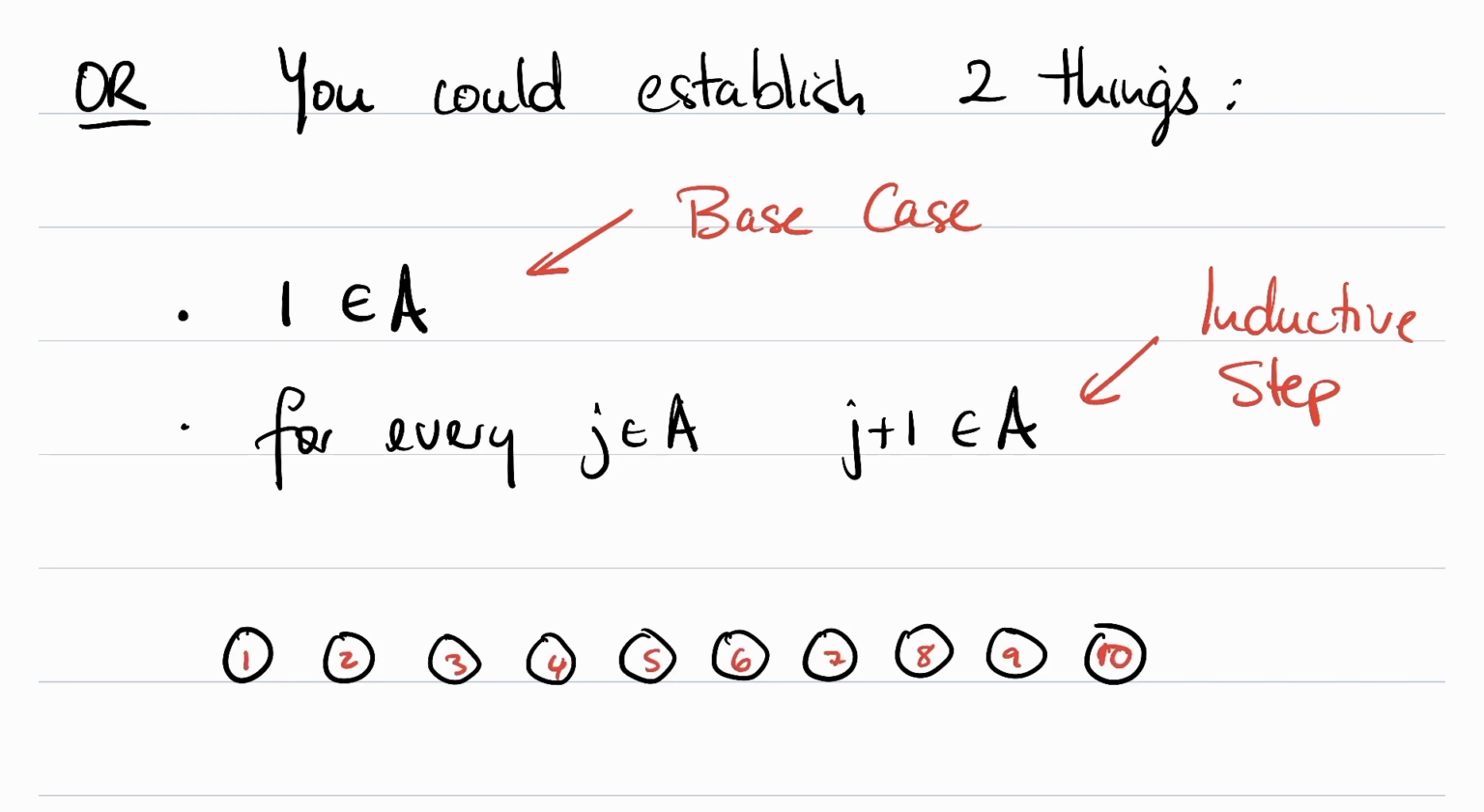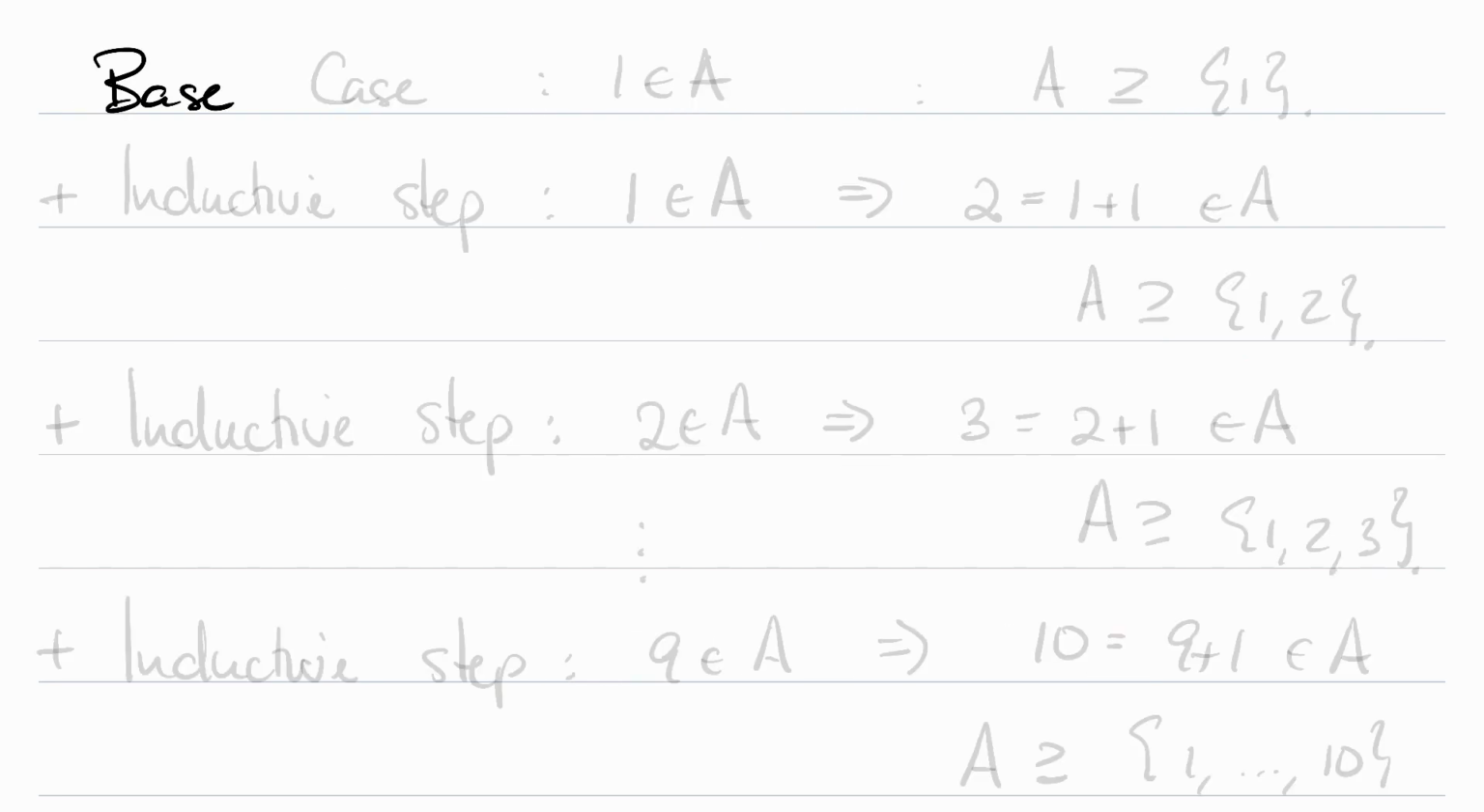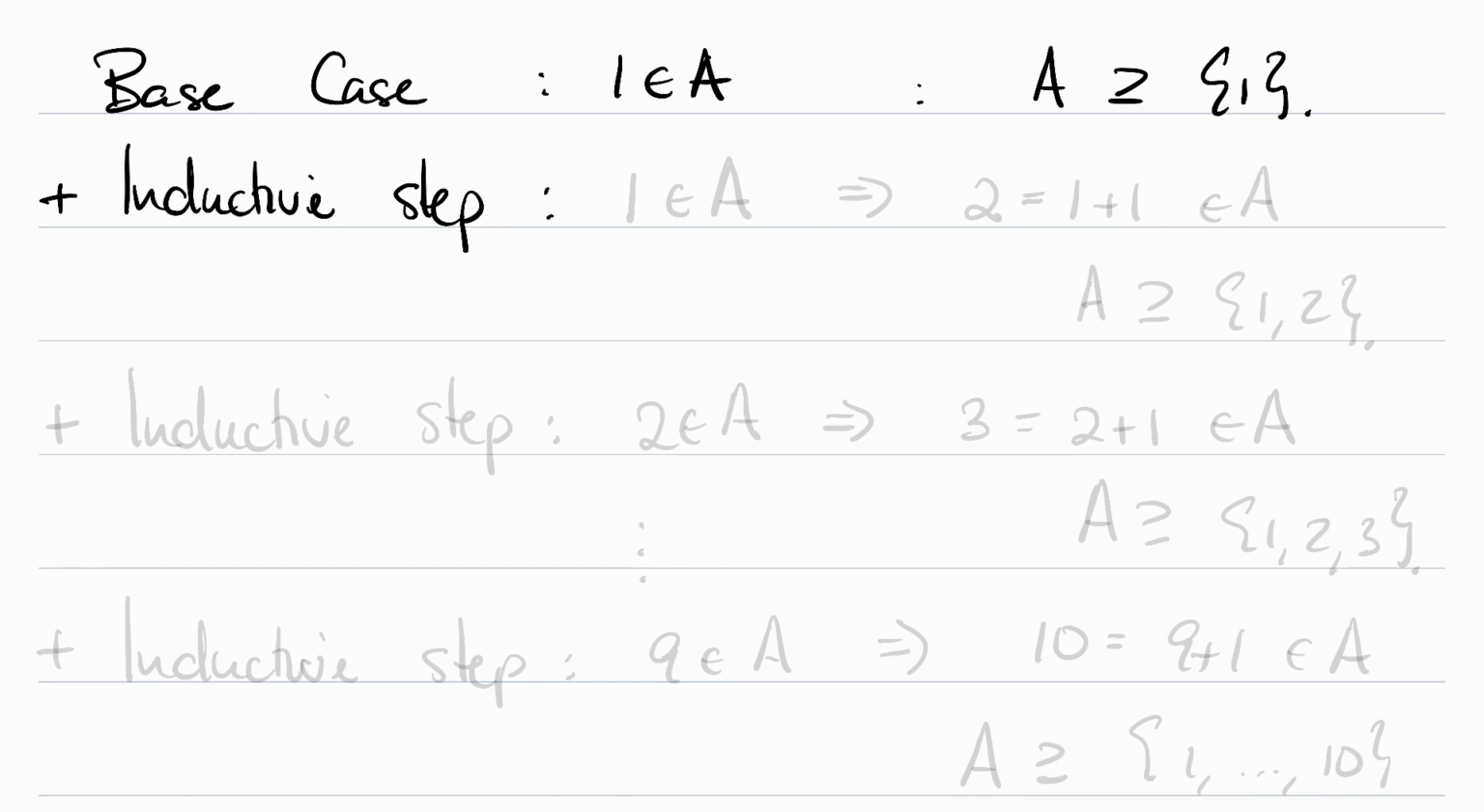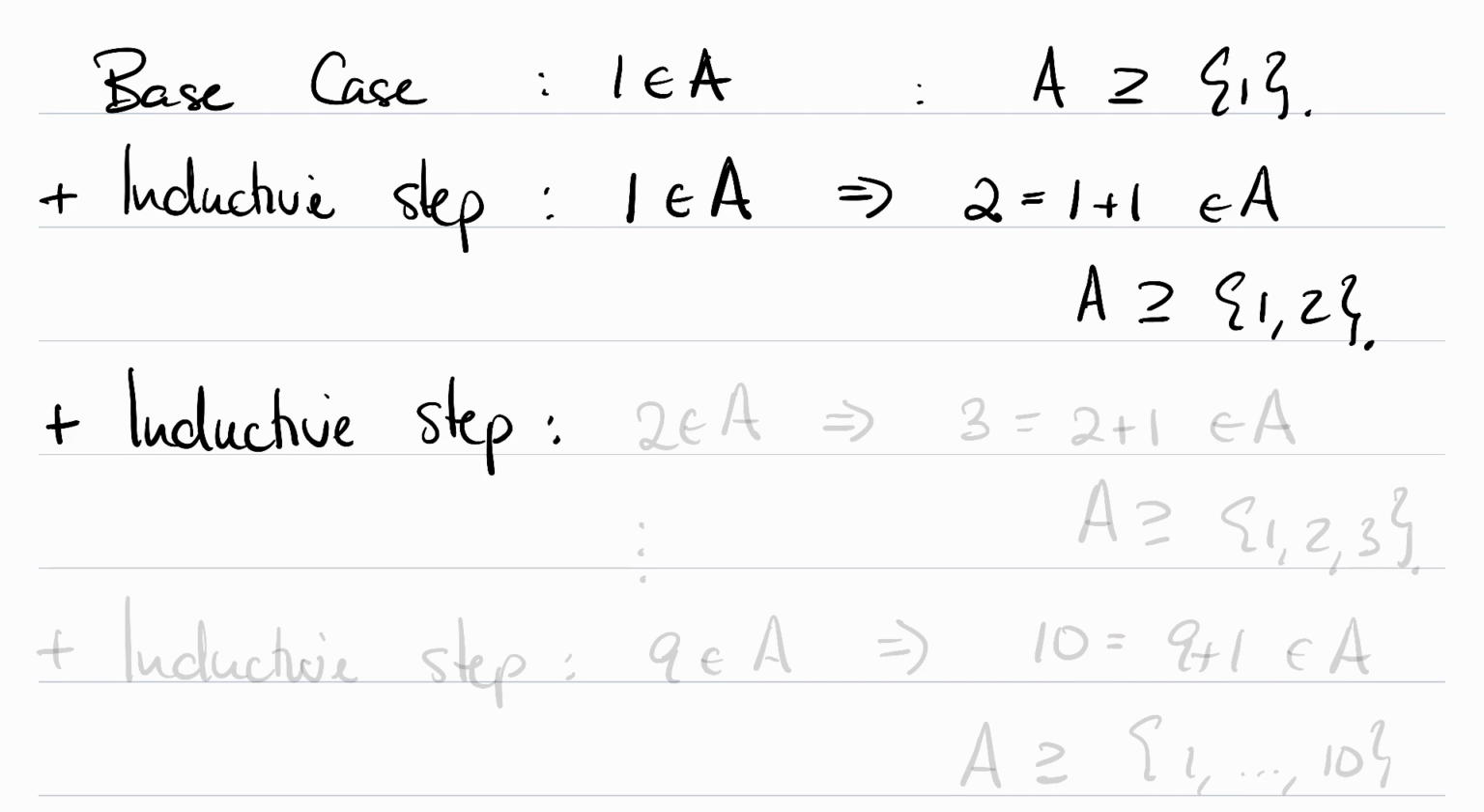Now, why does this work? Well, first, we independently establish the base case, and that gives us that the set A, at the very least, contains 1. And then we apply the inductive step. The fact that 1 is in A implies that 2, which is 1 plus 1, is in A. And thus we get that A contains the set 1, 2. You apply the inductive step again. 2 being in A will give us that 3, which is 2 plus 1, is in A. And that tells us that A contains 1, 2, and 3.